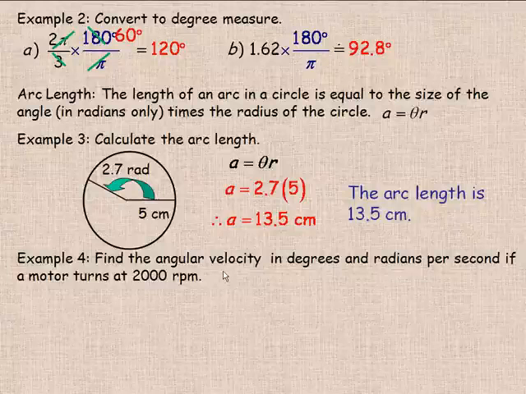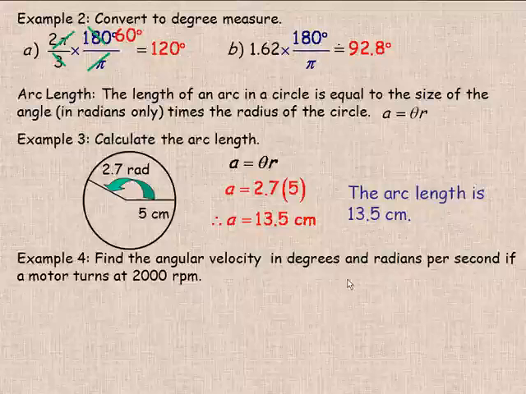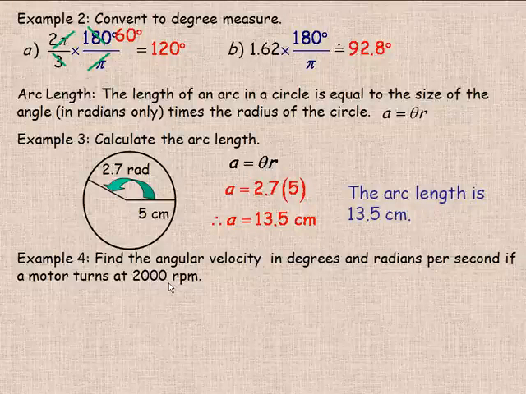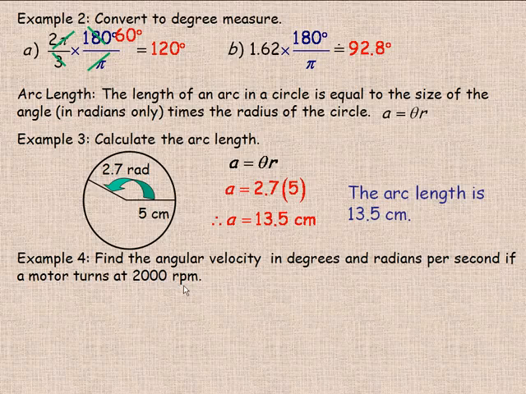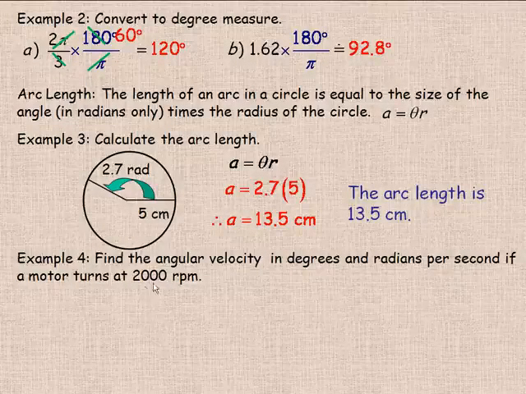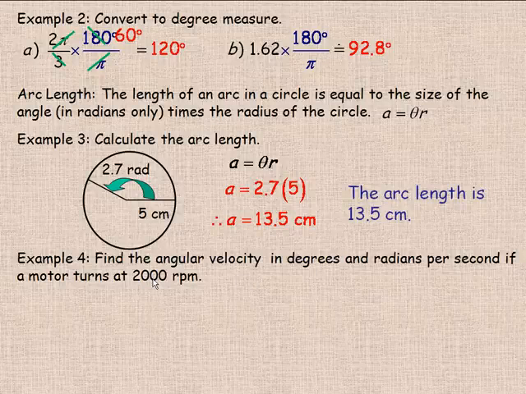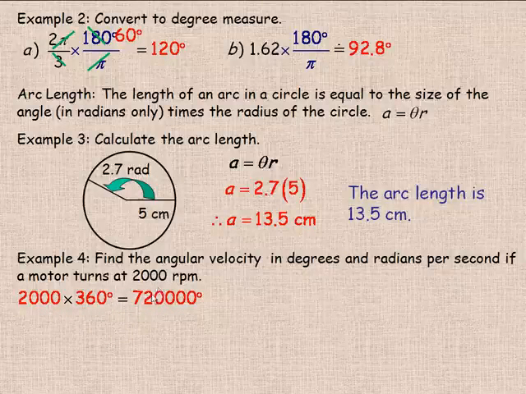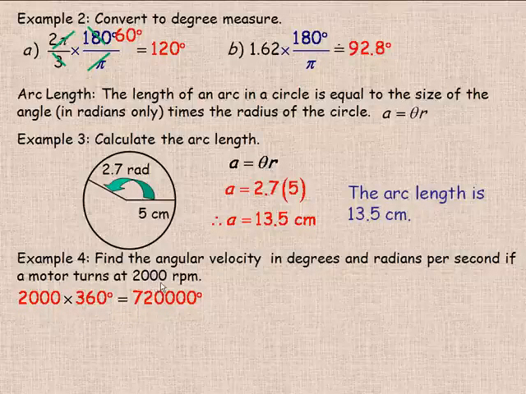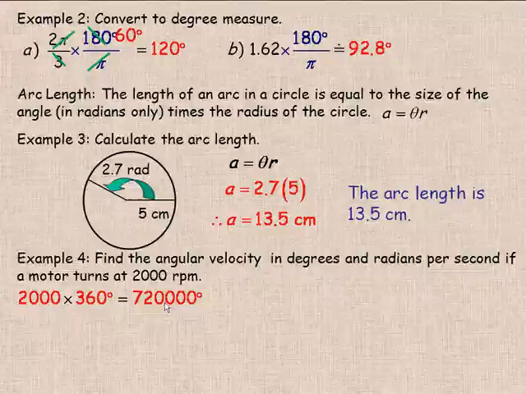Last example, we're asked to calculate the angular velocity in degrees per second and radians per second for this motor that's turning at 2,000 RPMs. So revolutions per minute, or complete all the way around the circle per minute, 2,000 times. So we need to calculate how many degrees are in 2,000 revolutions around a circle, and then also the radians as well. So to figure out how many degrees there are in 2,000 revolutions of a circle, I would take 2,000 and multiply it by 360. And so that's 720,000 degrees.